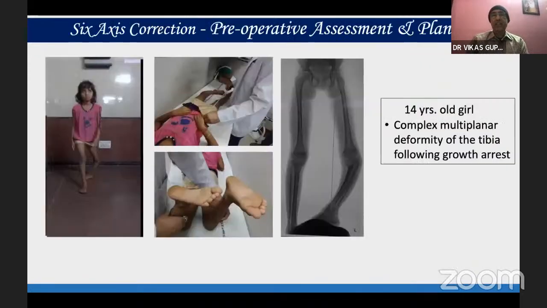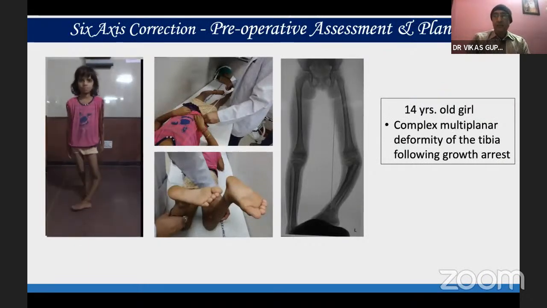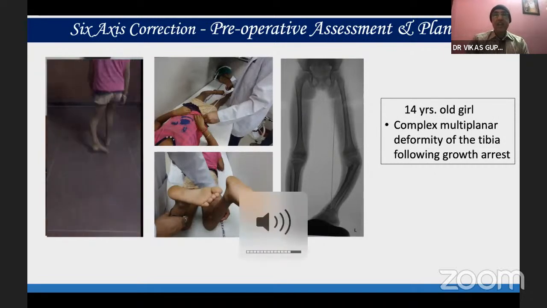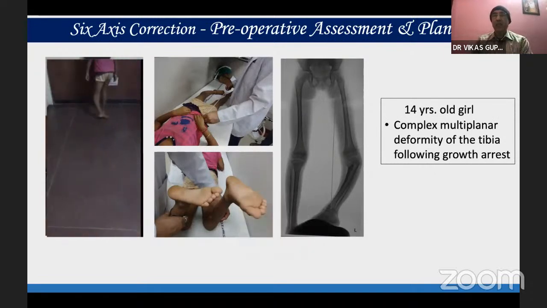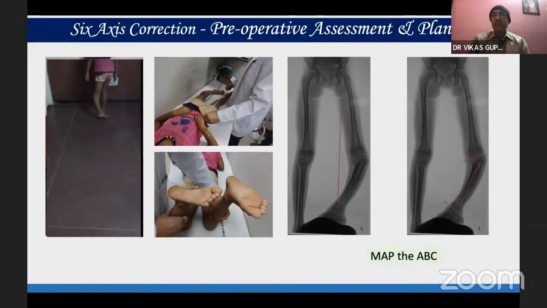So I'll show you some of the cases. So this girl, as you can see, she had a multiplanar, complex deformity of the tibia following growth arrest: shortening, varus, and internal tibial torsion. Now, using an Ilizarov will require correcting each deformity sequentially. So what we did, this is my earlier case, like 3-4 years back, and I used the SUV, which was introduced at the time. But remember, friends, that SUV or any frame will not help you unless you know the basic principles of deformity correction.